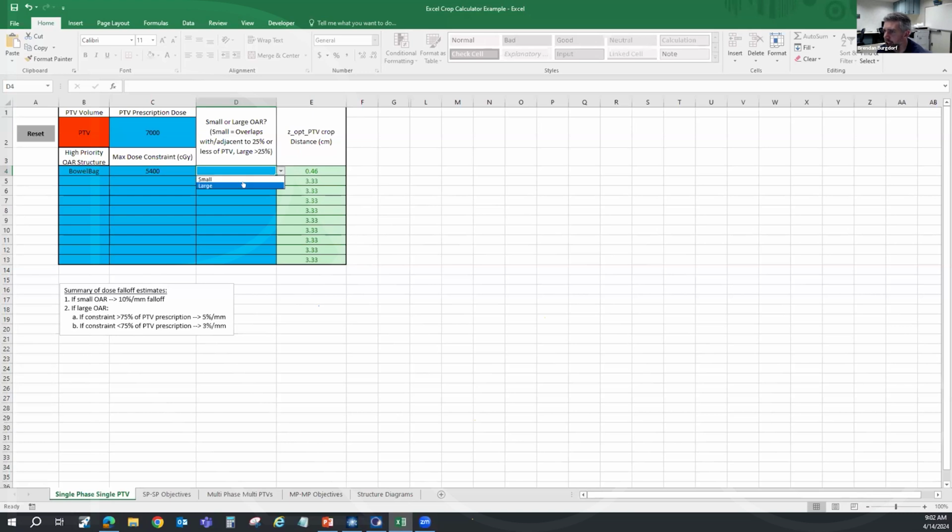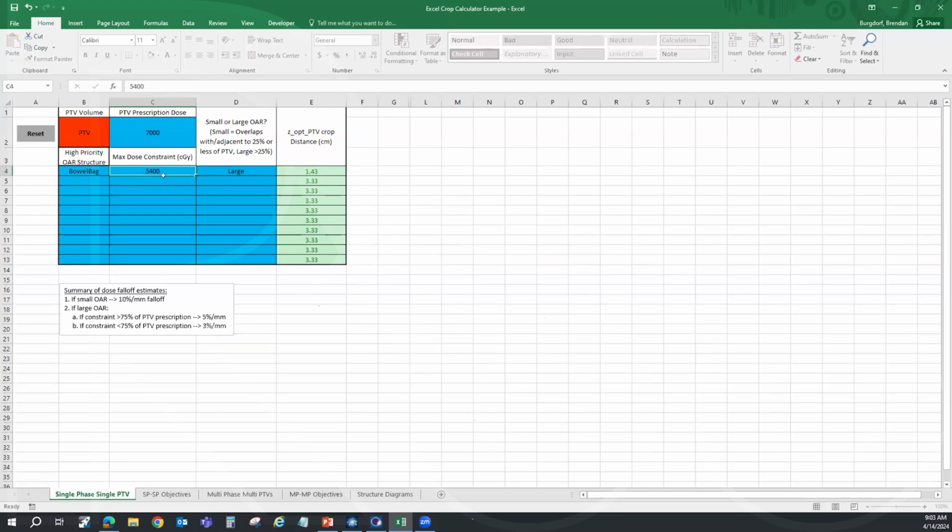So in this case, the bowel would be considered a large OAR because it's overlapping with the target by a larger amount. And so this is what dictates our fall off here. And so you can see this number updated. When I type this number in, say I changed it to 40, this number updates with the distance that you need to chop the PTV back from this structure.